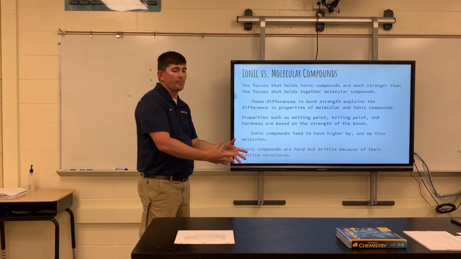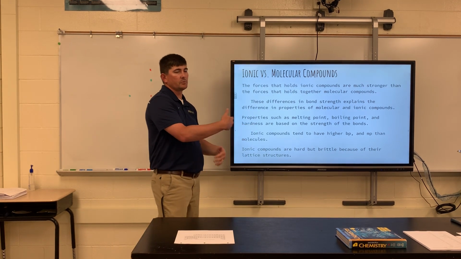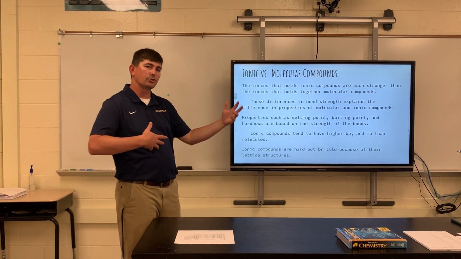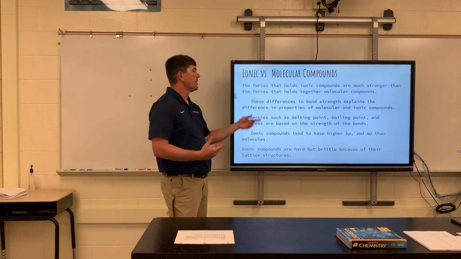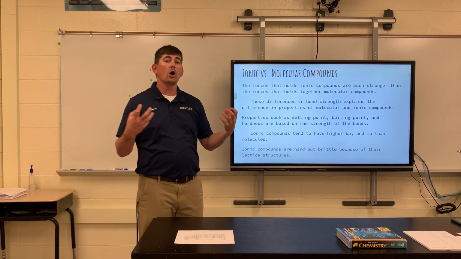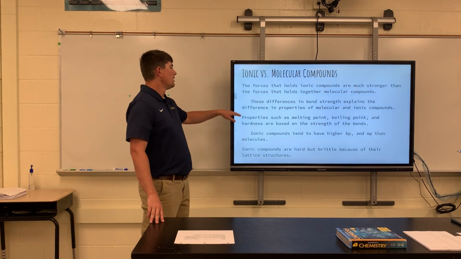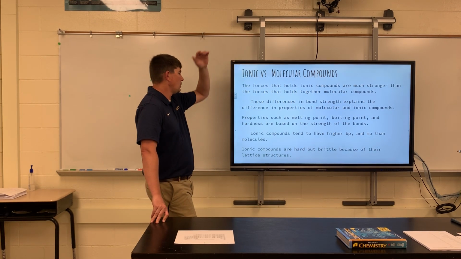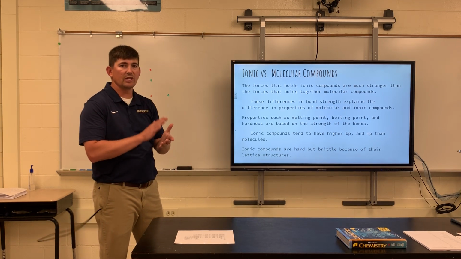So when we look at ionic compounds and see their set of properties, and we look at molecular compounds and see their set of properties, we begin to see a trend develop between the two, and that trend can be explained by the strength of the stuff that's holding it together. Properties such as melting point, boiling point, hardness, and it goes on and on, are based on the strength of the bonds.